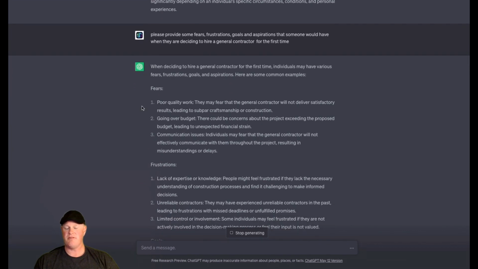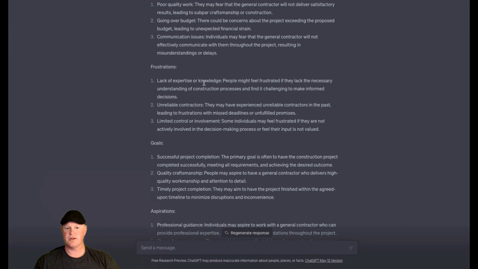So right here, I have a bunch of ideas running around in my head. Poor quality of work. How do you overcome that in your content? Maybe by providing testimonials or a case study or before and after pictures. Going over budget. This could be an article on your blog. This could be multiple social media posts. Communication issues. You can talk about how you communicate with your clients to make sure that everybody's on the same page.